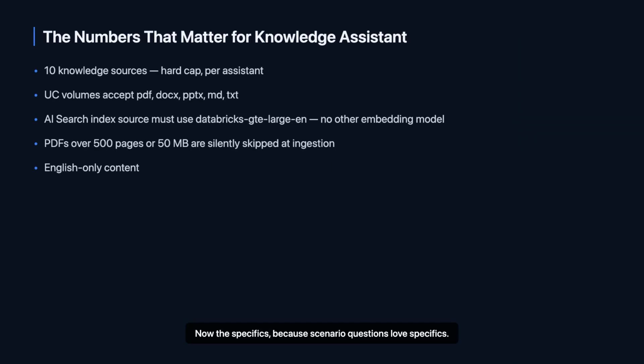Now the specifics, because scenario questions love specifics. 10 knowledge sources is the hard cap per assistant. Unity Catalog volume sources accept PDF, docs, PPTX, Markdown, and text. If you use an AI search index as a source, it must use Databricks GTE-Large-EN. No other embedding model is accepted. Files over 500 pages or 50 megabytes are silently skipped at ingestion, which is how teams end up with a chatbot that mysteriously can't find half its content. And Knowledge Assistant is English only.